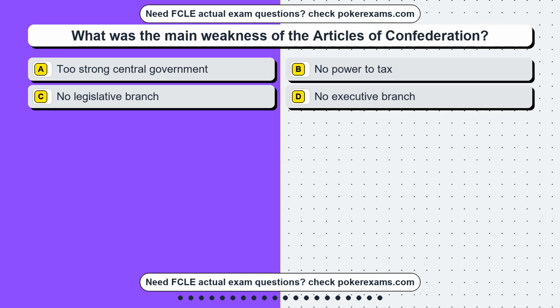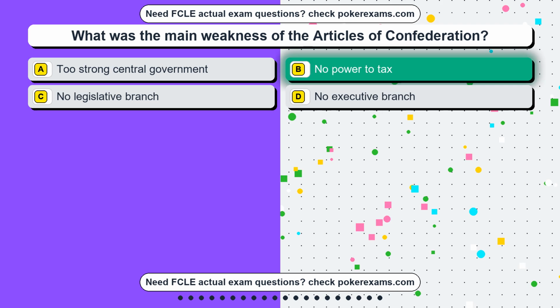Question 6. What was the main weakness of the Articles of Confederation? Option A, too strong central government. Option B, no power to tax. Option C, no legislative branch. Option D, no executive branch.